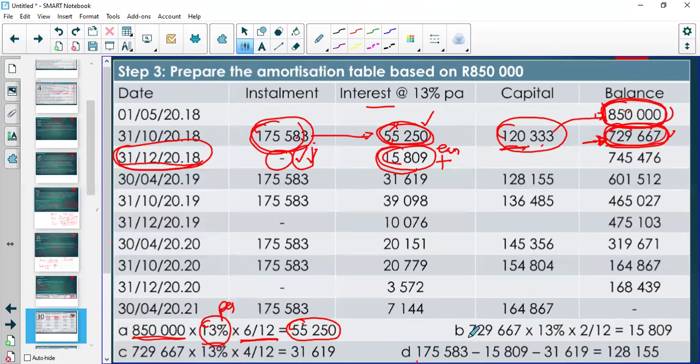So we go like 729, the balance at the beginning, multiplied by the interest rate, but it's just for these 2 months only. And remember, no payment was made. So it's 15,809. So the balance was 729 after payment, but we also have an additional amount which was not received. And so the balance at the end of the year is 745, having increased by this 15,800, which was not paid.